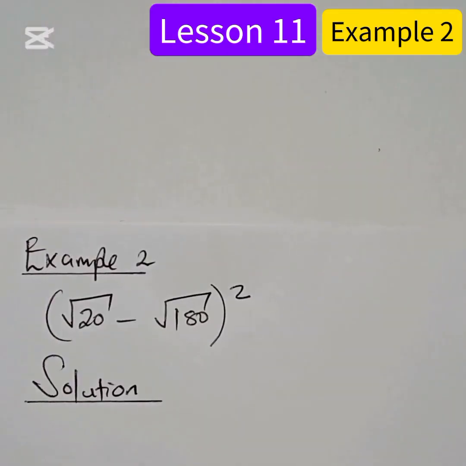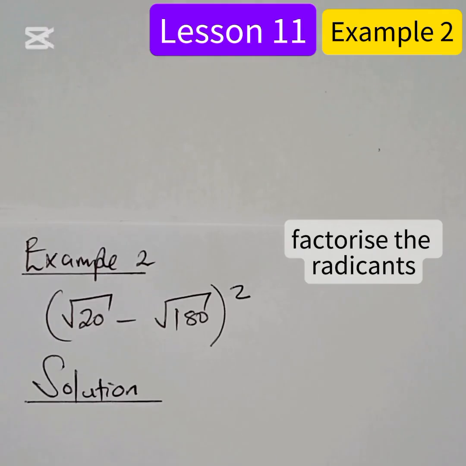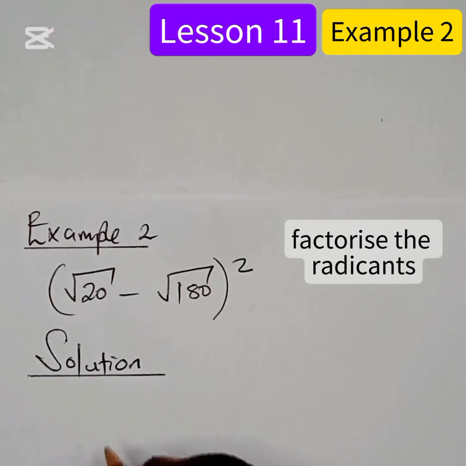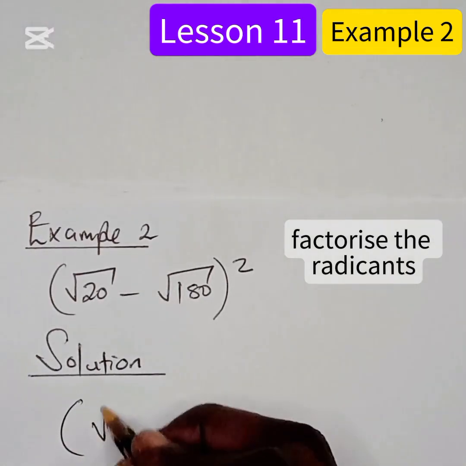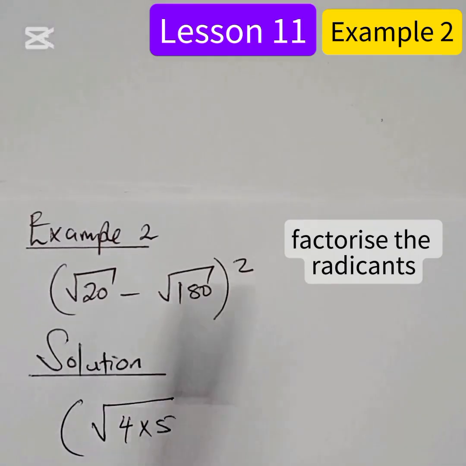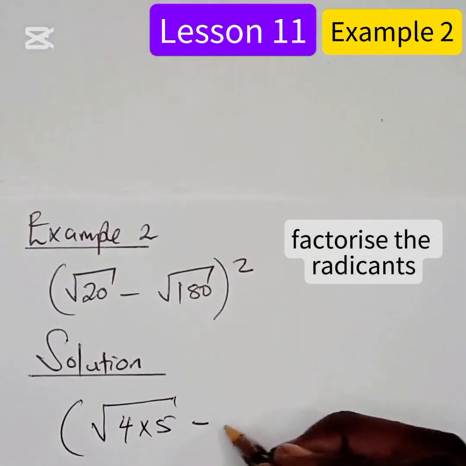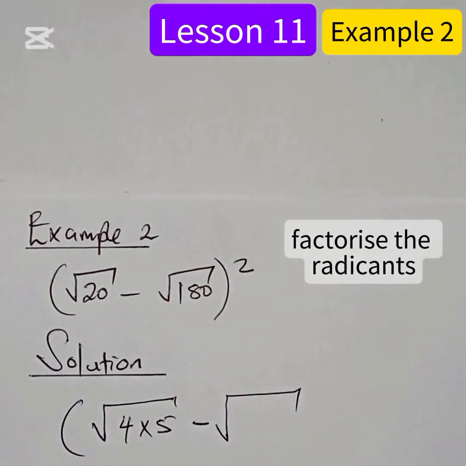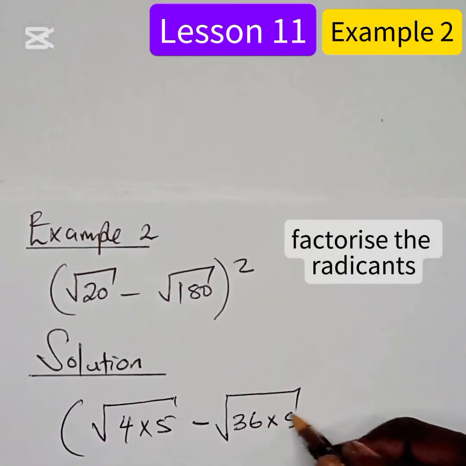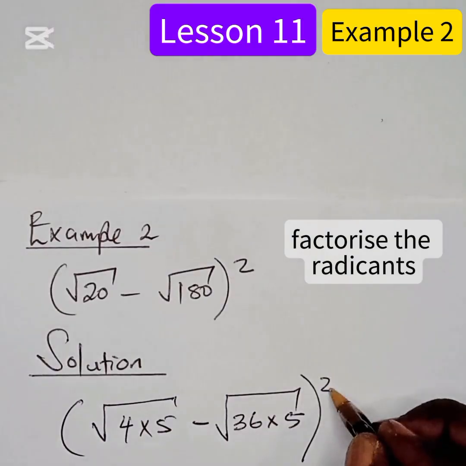Example 2 of this lesson requires us to simplify root 20 minus root 180, all squared. The first thing we're going to do is to factorize the radicands. So we are going to rewrite that expression and we are going to have the root of 4 times 5. That's going to give us 20 on that. And then we subtract the root of 180, which can be written as 36 times 5. But all of this is squared.